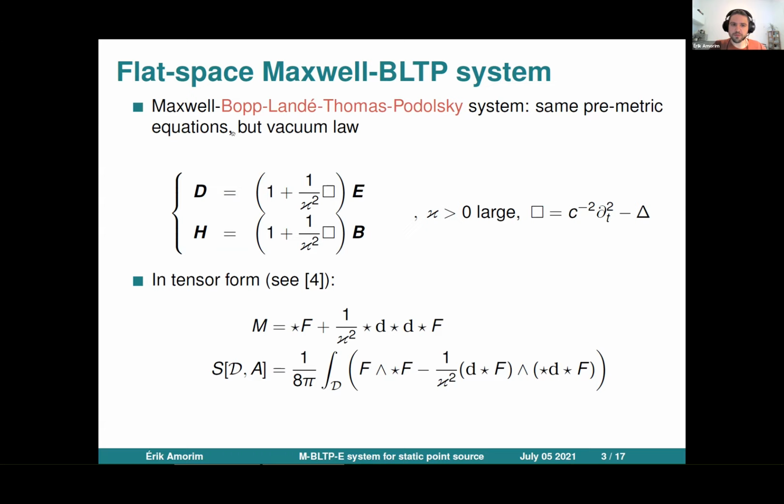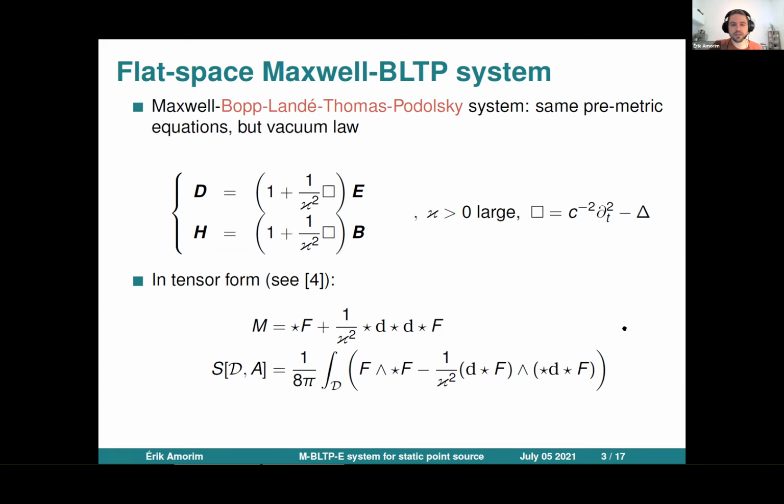And this also has a tensorial formulation. This is the vacuum law down here. M is not just star F, but it has some higher order terms, the two derivatives of F. And it also has an associated Lagrangian that you see down here. So it also comes from an action.